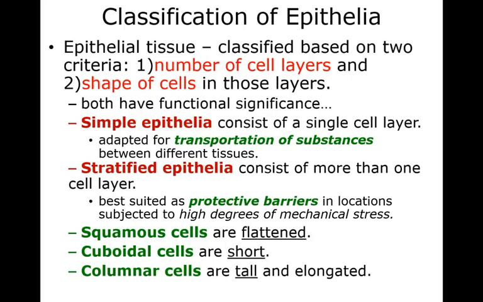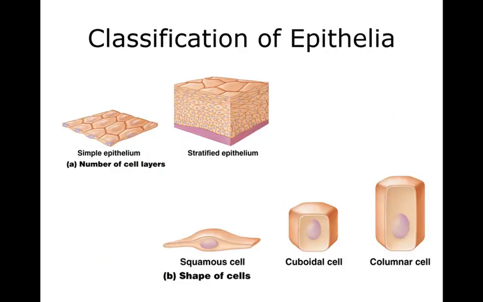Squamous cells are cells that have been flattened or kind of squashed, if you will. Cuboidal cells are short, typically square or round shaped. And columnar cells are typically tall and skinny, like columns. So if you look on 129, you'll see here's one layer of cells versus multiple layers, so simple versus stratified. Here's the squashed squamous cell, there's the round or square cuboidal cell, and then there's the tall and skinny columnar cell.